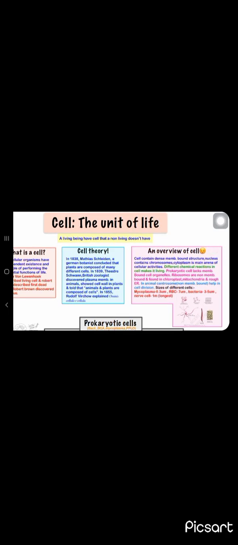So, an overview of the cell. The cell contains a dense membrane-bound structure, the nucleus, which contains chromosomes. Cytoplasm is the main arena for cellular activities; different chemical reactions in the cell make it living. A prokaryotic cell lacks membrane-bound cell organelles. Ribosomes are non-membrane bound and found in chloroplast, mitochondria and rough ER. ER means endoplasmic reticulum. In animals, centrosomes, membrane and non-membrane bound organelles help in cell division. Size of different cells: mycoplasma 0.3 μm, and so on.